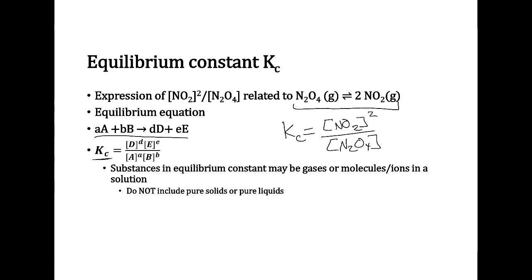Okay, so whenever we're writing an equilibrium constant, there's a couple things that you need to remember. Your equilibrium constant can include gases, or molecules or ions in solutions. So, if you don't see a G or an AQ in parentheses following your reactants or products, we do not include those in the overall equilibrium constant. Those are said to be unity, and we'll discuss that a little more in class, why that is, but it has to do with their concentration.